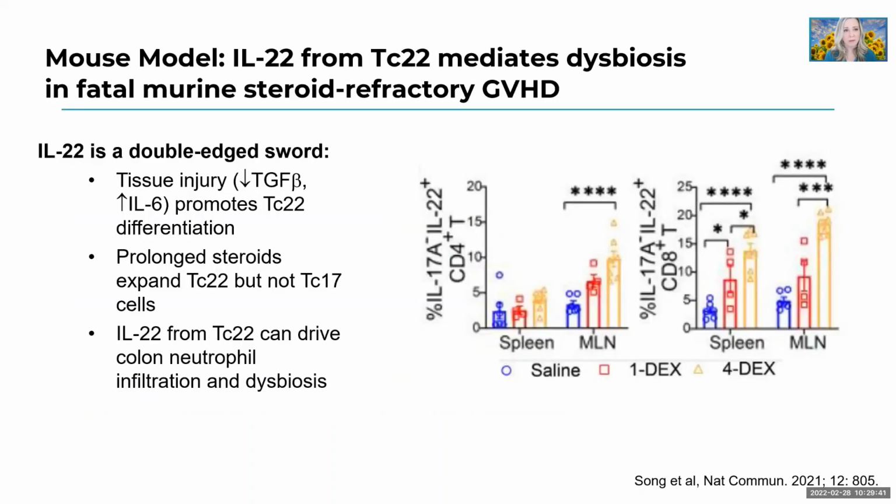There was also a recent mouse model that showed that IL-22 from Tc22 cells mediates dysbiosis and is associated with fatal murine steroid refractory GVHD. So in previous slides, we showed that IL-22 has a role in repair and regeneration, but it could also promote Tc22 differentiation, which could potentially drive neutrophilic infiltration and dysbiosis, at least in this mouse model. So what they saw was that administration of 1 or 4 doses of dexamethasone led to accumulation of these IL-22 positive CD4 and CD8 cells in this steroid refractory model.